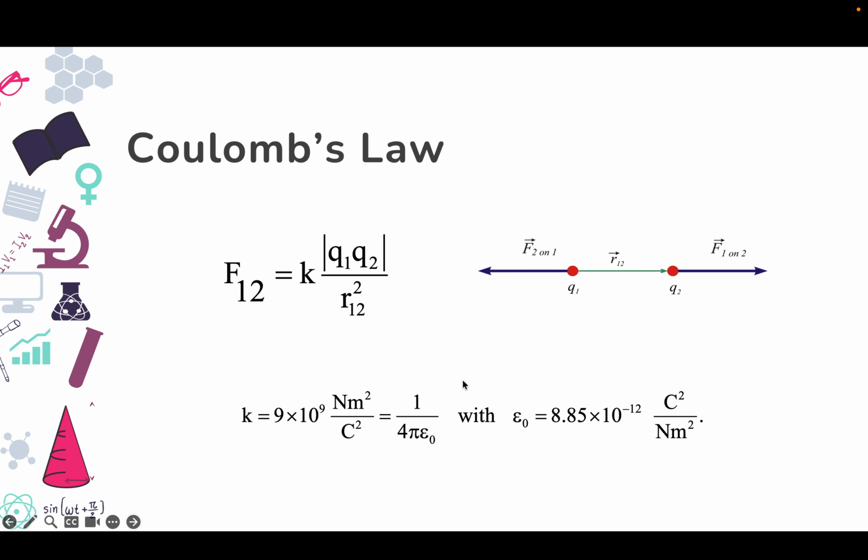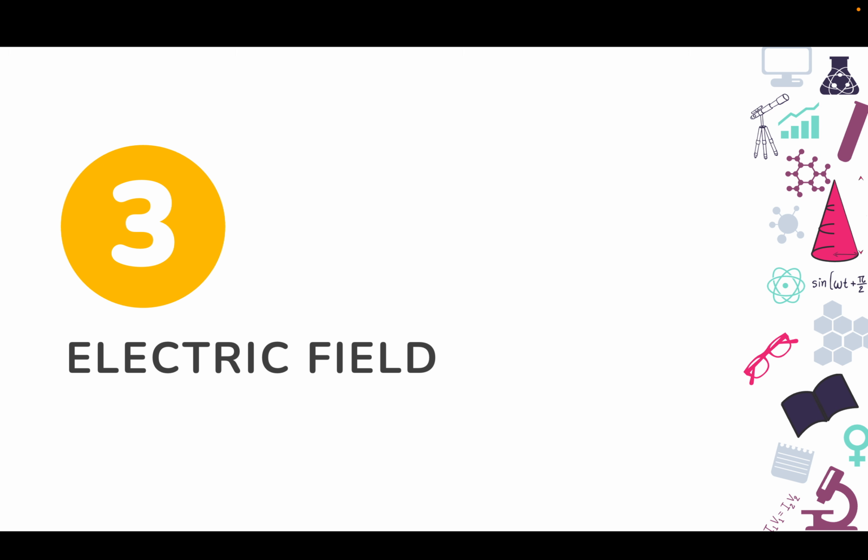Or there's another formula that you can use using the permittivity constant, epsilon naught. This epsilon naught here is the permittivity constant, that's 8.85 times 10 to the negative 12 coulomb squared over newton meter squared. You can use that, but it's simpler when you use 9 times 10 to the 9 newton meter squared per coulomb squared. Now we go to electric field, the last part.